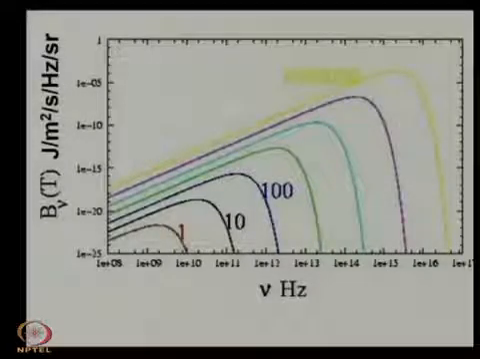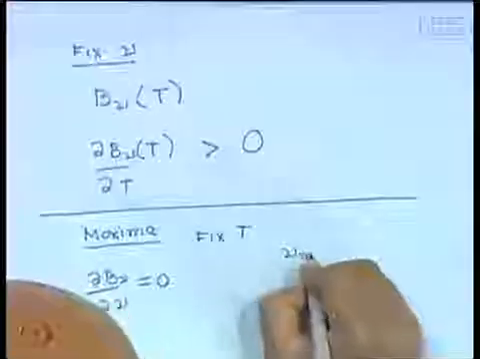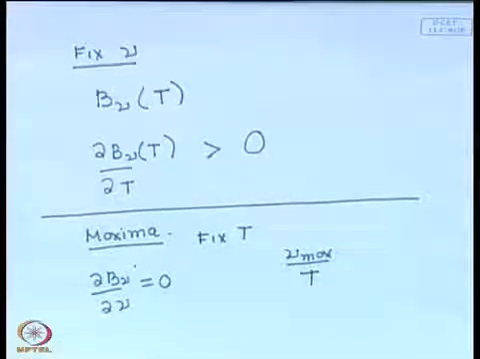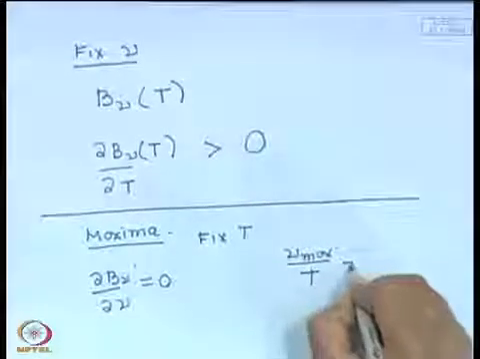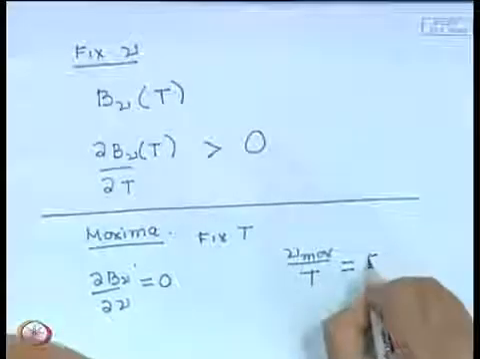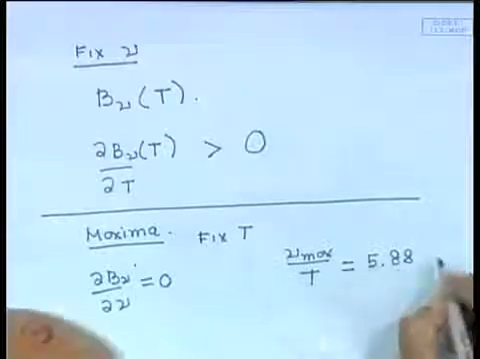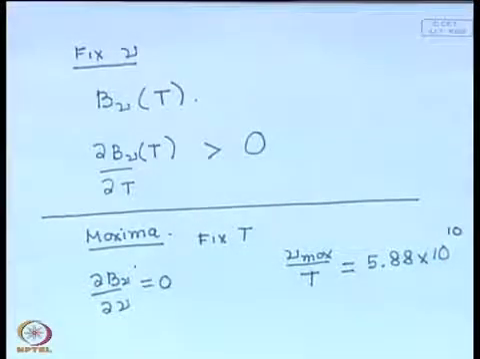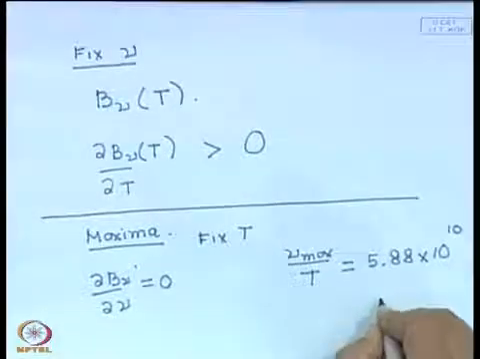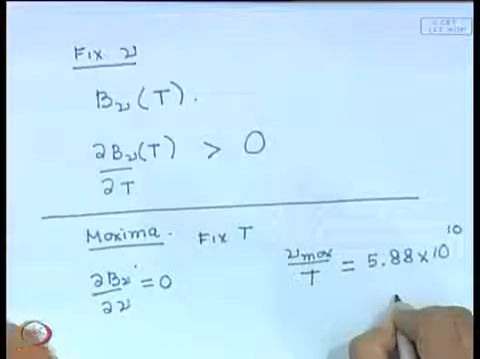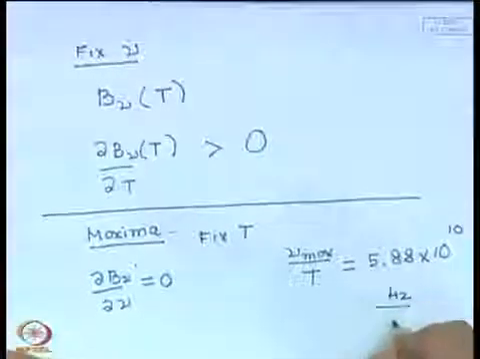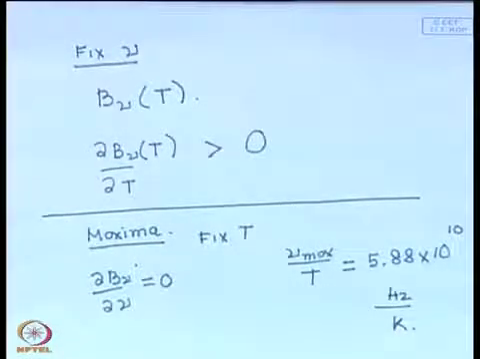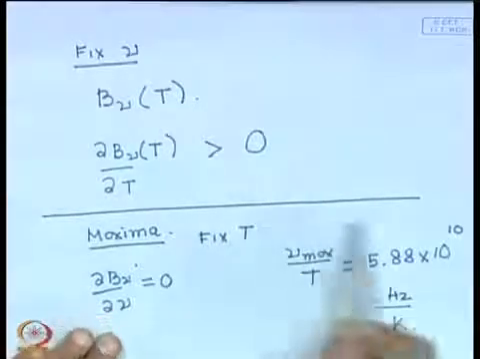Okay. And we see that if you do this exercise, or if you look at the curves over here, you will find that nu max by T is a constant, and the value of this constant is 5.88 into 10 to the power 10 hertz by Kelvin.